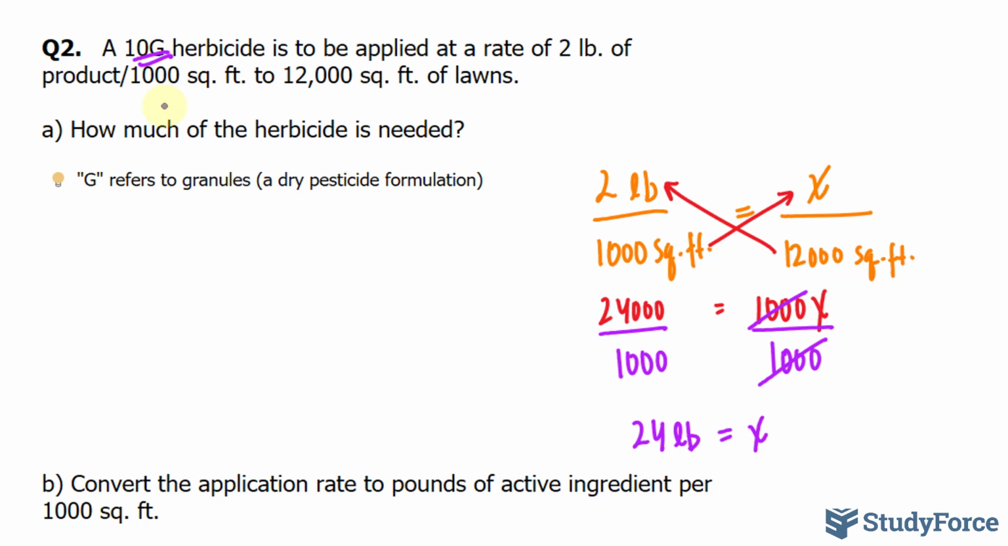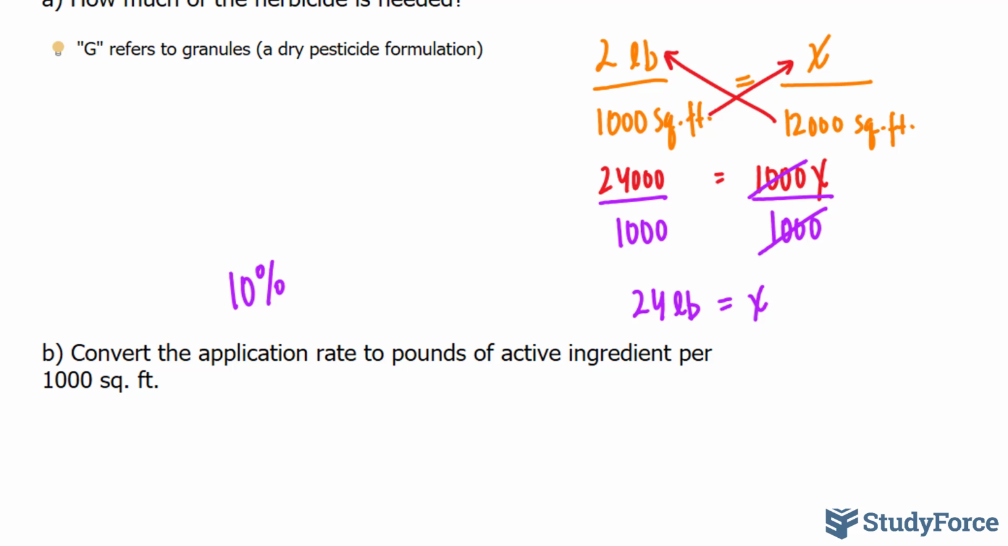Again, that 10G represents a rate. And in this particular case, it is 10% active ingredient. So what we can do, the original application rate is 2 pounds of product per 1,000 square feet. So using the formula BR is equal to P, the same one we used in question number 1, the base amount is, let's say, 2 pounds.